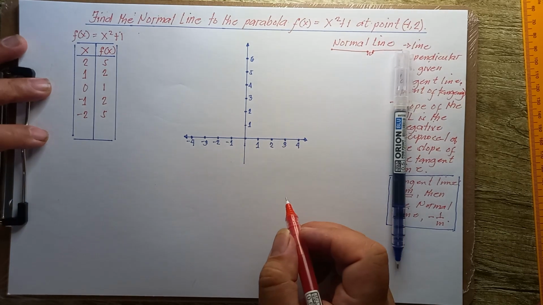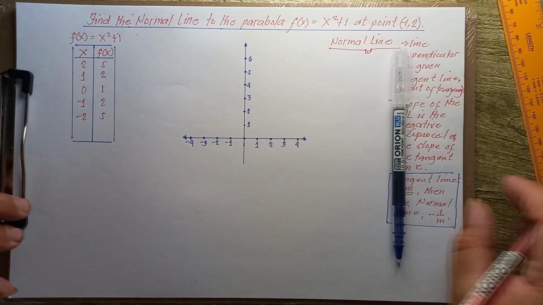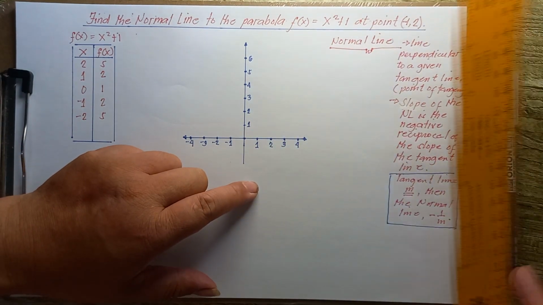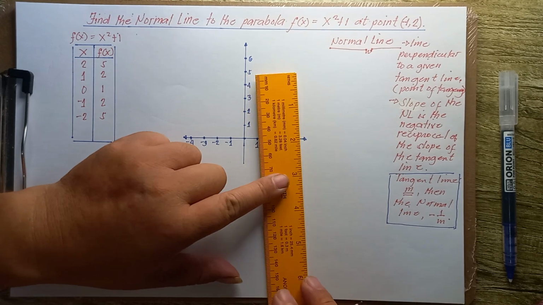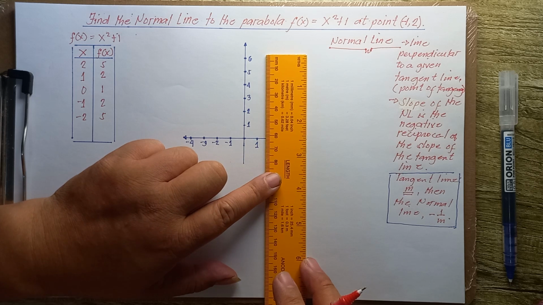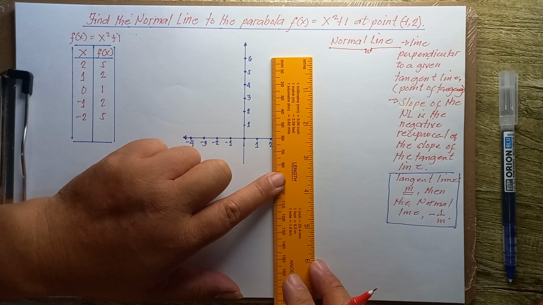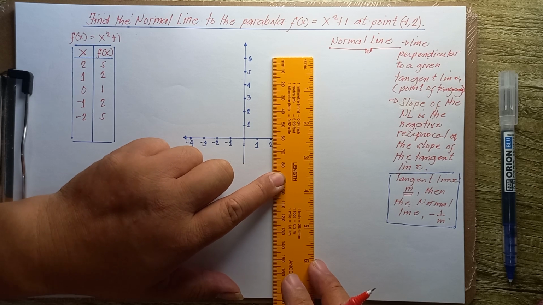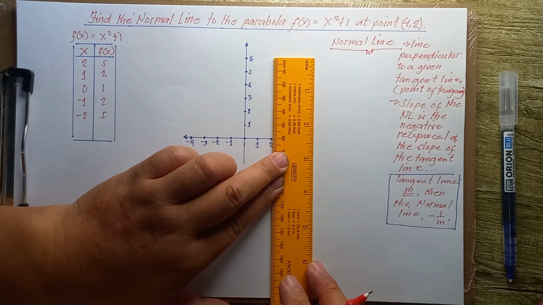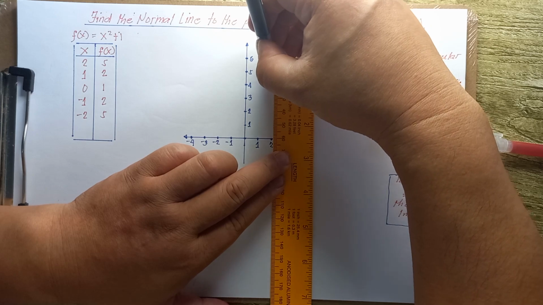You will notice that when we graph this, it will give you a parabola. So may we graph. If I have positive 2, you will notice the y value will be positive 5. So the point is located here.